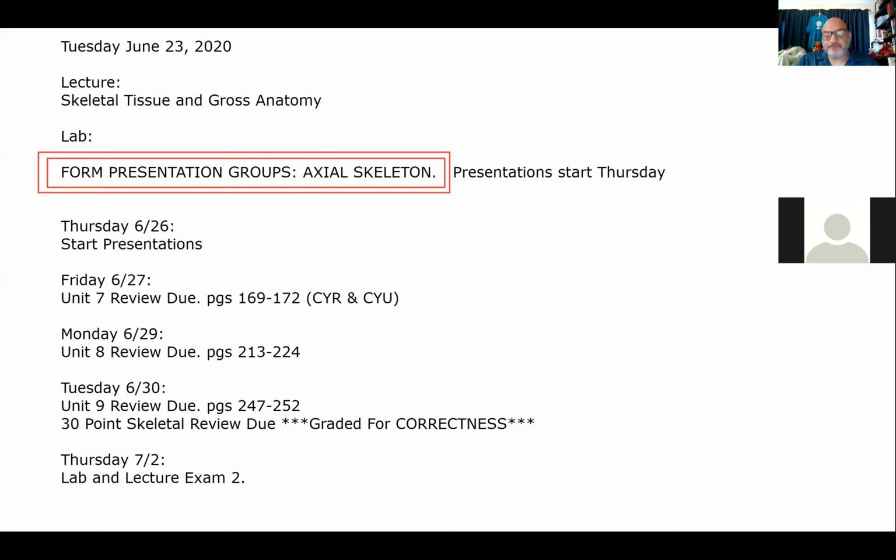So after today, pretty much what we'll be doing in lecture is talking about the physiology of bone and skeletal tissue: how we make bones, how we grow bones, how we heal bones, how we maintain bones, all of those types of processes. And then in lab, we will be working together to learn the bones and bone features you are going to be responsible for.